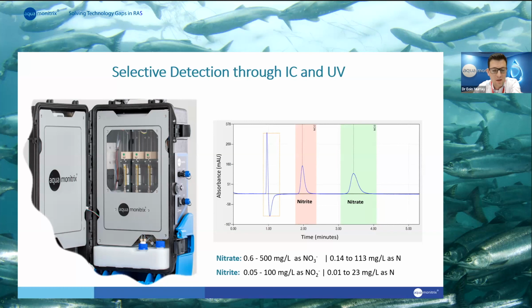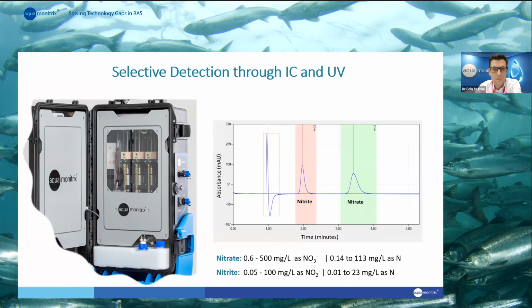In terms of the analytical range, for nitrate, it's 0.6 all the way up to 500 milligrams per liter as NO3. For nitrite, it's 0.05 all the way up to 100 milligrams per liter NO2. So a very broad range, applicable to a whole range of different applications, but very nicely applicable to the RAS setting.